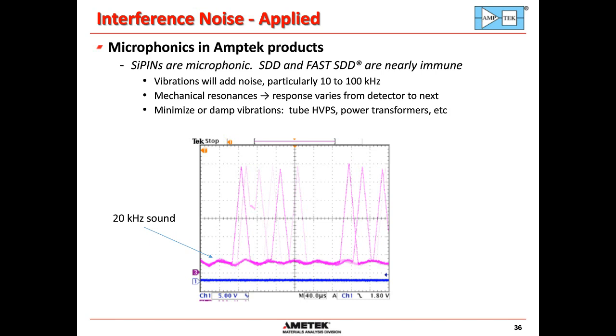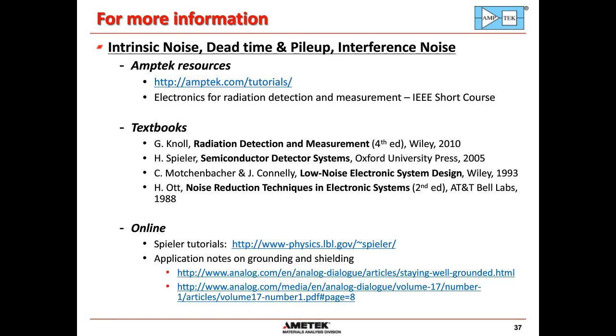So what I've covered today is a quick summary of the background information on pulse shaping, on intrinsic noise and how it varies with peaking time and temperature, the importance of temperature. I've talked about random timing and how it affects pileup and sum peaks. And I've talked about interference and system noise that often gets in the way of making good measurements.